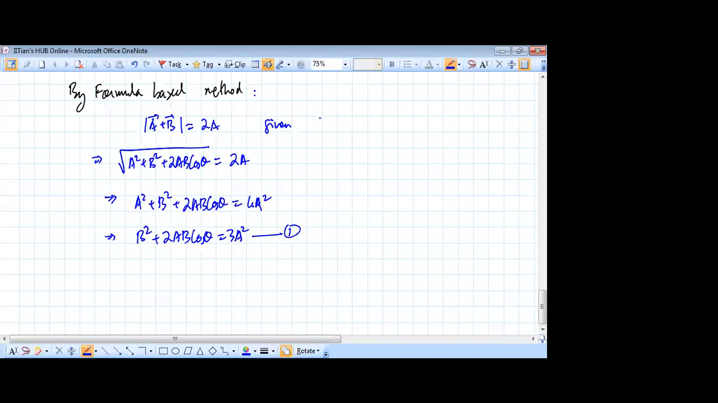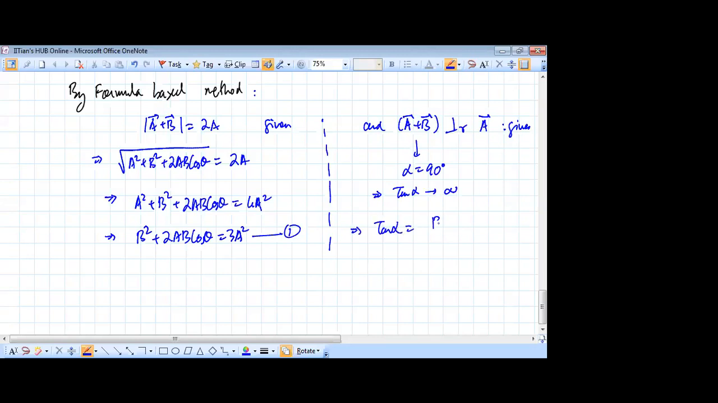Now, secondly, it is also given that A plus B is perpendicular to A. That's also given to us. So this will also generate an equation. And this will tell us that alpha is equal to 90 degrees. That means tan alpha is undefined. So tan alpha by the formula is how much? It is B sin theta upon A plus B cos theta. So this thing should be tan 90. So this should be the undefined quantity.